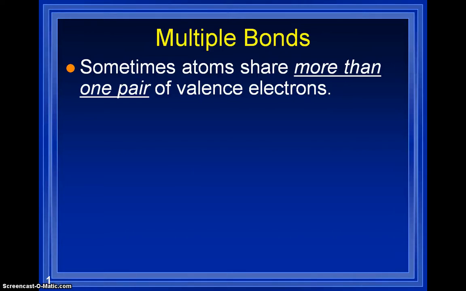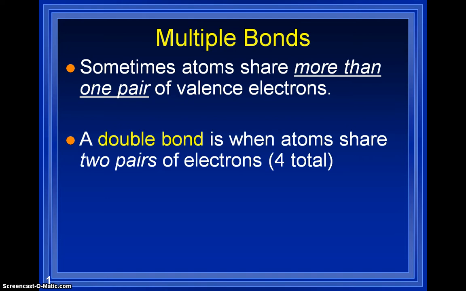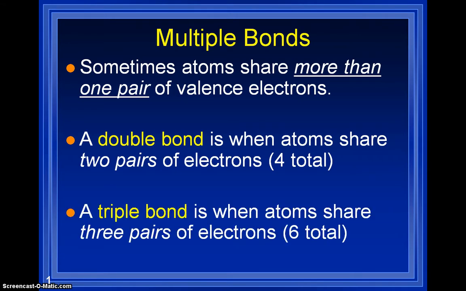So in this video I'm going to talk about multiple bonds and diatomic molecules. Multiple bonds are when, in a covalent compound or a covalent molecule, two atoms have to share more than one pair of electrons. A double bond is when atoms share two pairs of electrons, or four total electrons. And a triple bond is when atoms share three pairs of electrons, or six total electrons.